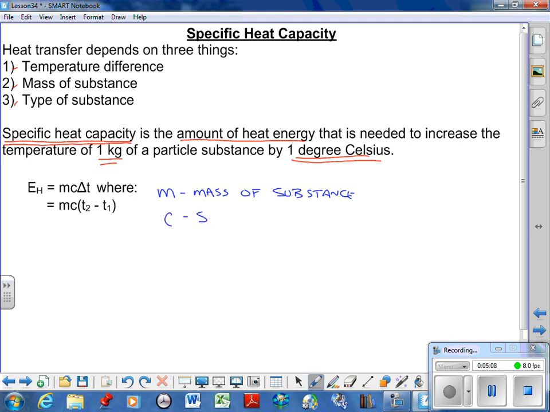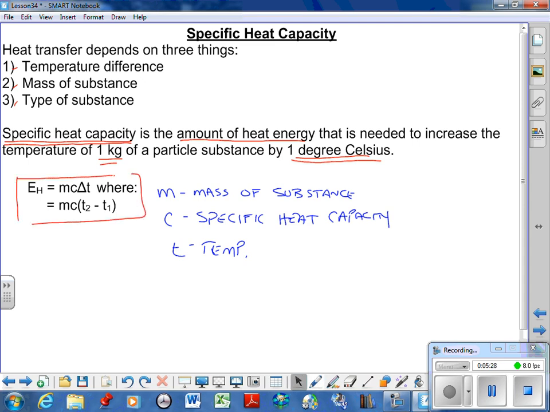C is your specific heat capacity, and that has to be given unless you're looking for it in the question. It's got to be provided because every material is different. And finally, T is your temperature, obviously. Okay, so there is that formula. You want to make sure this gets added to your cheat sheet with your energy formulas.